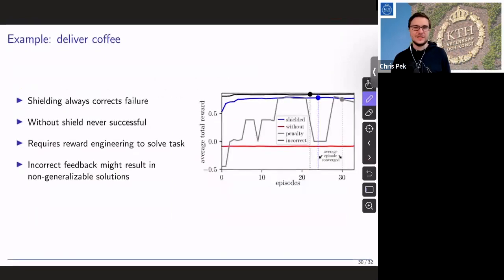Here you can see, again, the learned rewards. Let's first look at the shielded one in blue. The shielded one learns it. We are converging. It learns it perfectly. In this case, after 24 episodes.